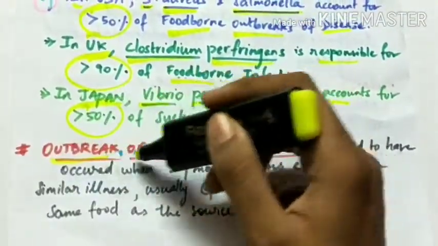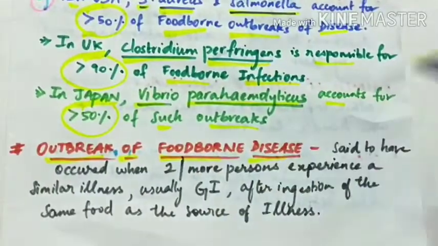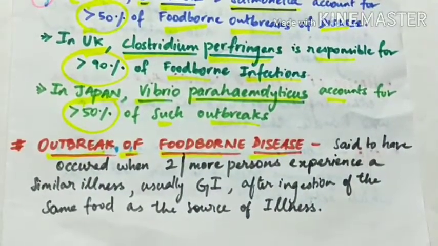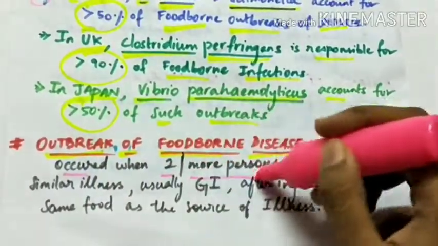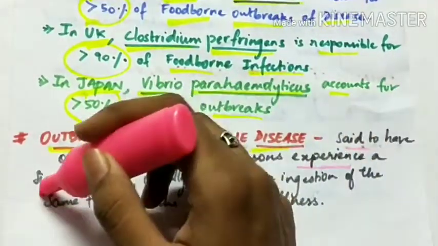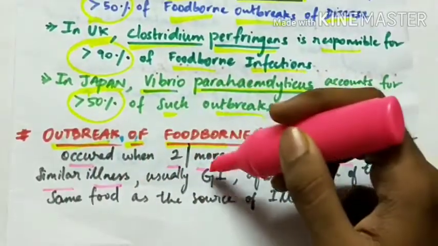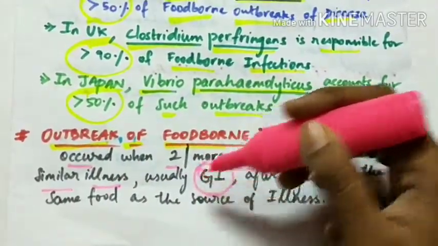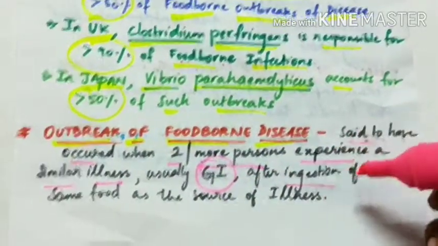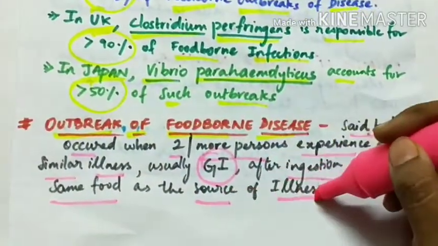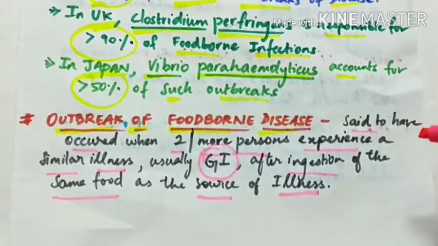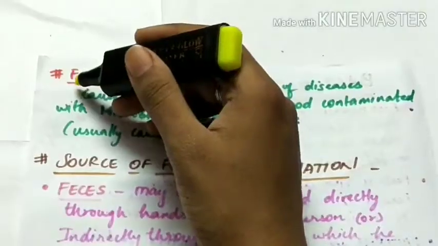First is outbreak of foodborne disease. An outbreak of foodborne disease is said to have occurred when two or more persons experience similar illness, usually gastrointestinal manifestations, after ingestion of the same food as the source of the illness. So, this is called an outbreak of foodborne disease.